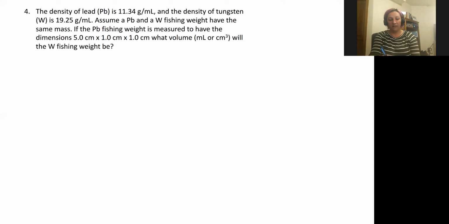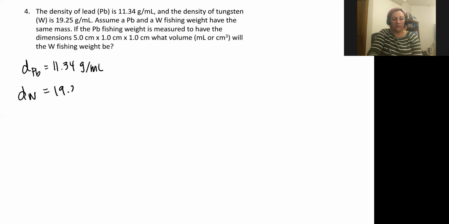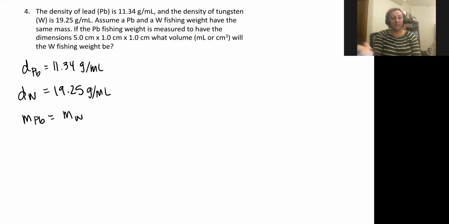I'm going to write that all on the side as I read the problem. So density of lead is 11.34. And the density of tungsten is 19.25 grams per milliliter. Assuming the lead and the tungsten fishing weight have the same mass, so the mass of my lead equals the mass of my tungsten, but I don't know what it is. If the lead fishing weight is measured to have the dimensions of 5 centimeters by 1 centimeter by 1 centimeter, what's the volume of the tungsten fishing weight going to be?